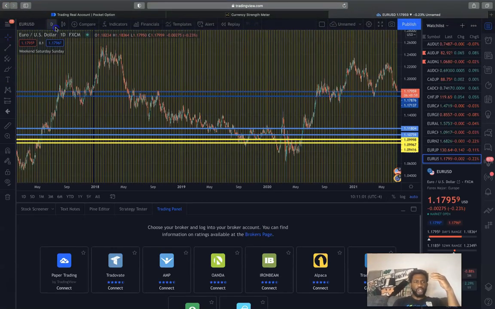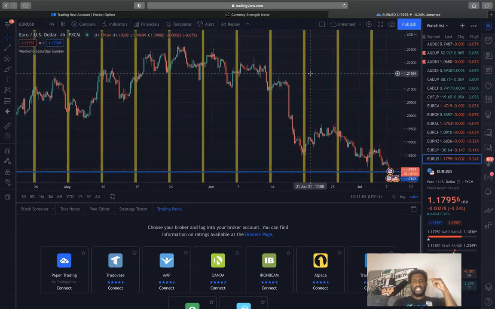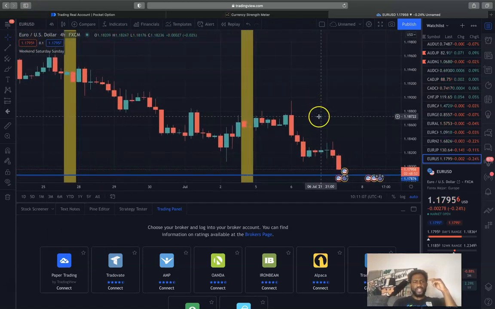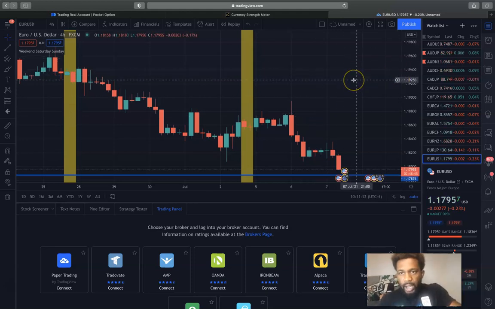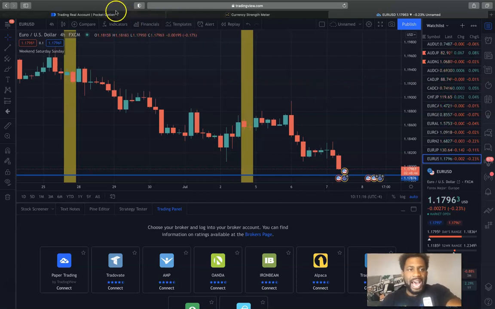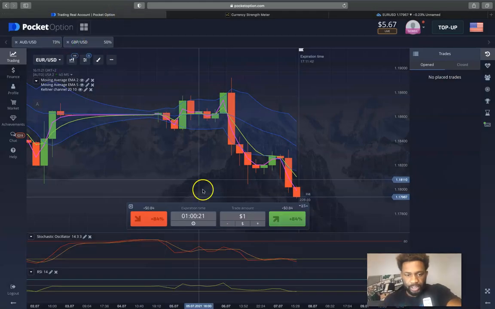For those that don't know what this is, it's called TradingView. TradingView is basically a chart application, a chart website where you can pull up multiple assets and multiple financial instruments.